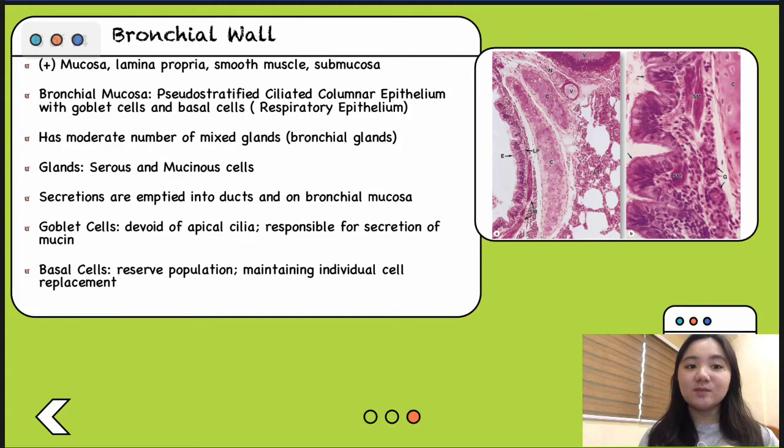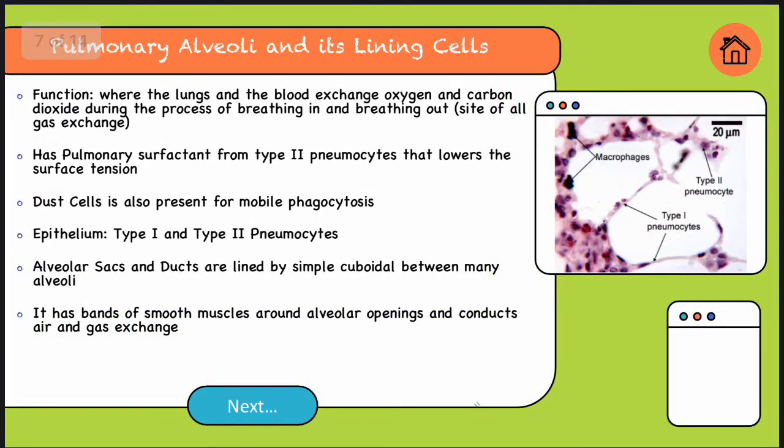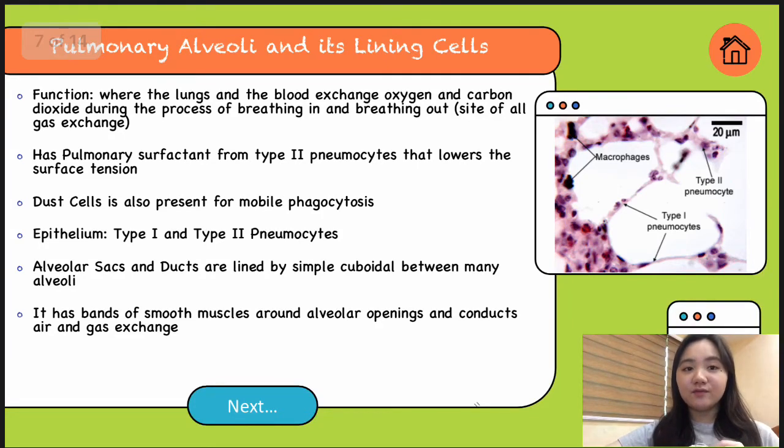Within the bronchial submucosa, the submucosal glands are composed of a mixture of serous and mucinous cells, similar to salivary gland tissue. The secretions are emptied into ducts and then onto the bronchial mucosa. The pulmonary alveoli are sites where oxygen and carbon dioxide exchange occur during the process of inhalation and exhalation. Their lining cells are ciliated pseudostratified columnar epithelium with goblet cells, which is the same as the other respiratory passageways from the nasal cavity to the bronchi.